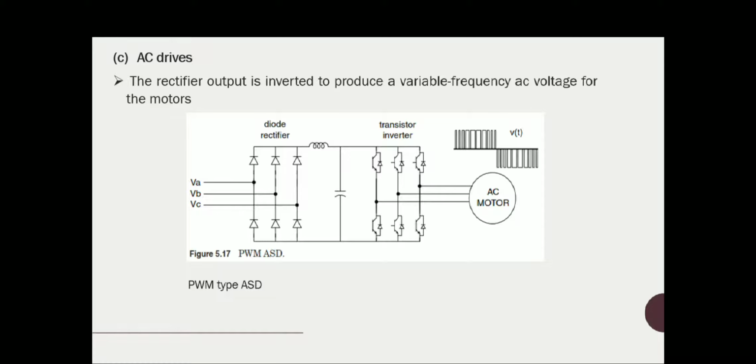These AC drives generally use standard squirrel cage induction motors. This particular arrangement I have shown here is a PWM adjustable speed drive. You can see the voltage waveform. These also generate harmonics. You can see the voltage pattern here.